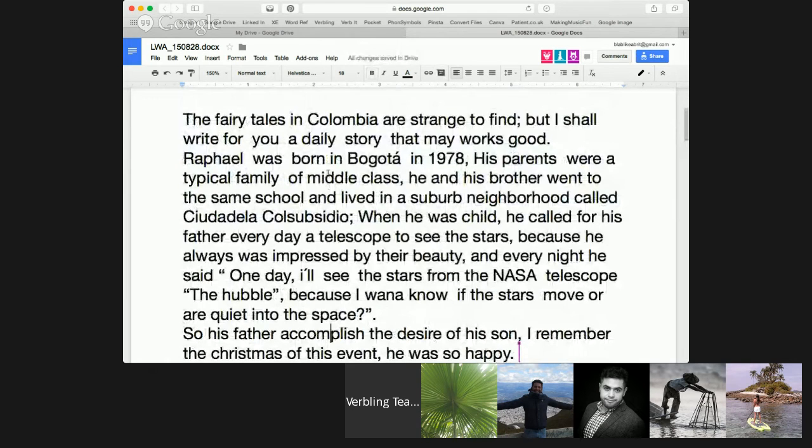Okay. The fairy tales in Colombia are strange to find, but I shall write for you a daily story that may work for good. Rafael was born in Bogota in 1998. His parents were a typical family of middle class. He and his brother went to the same school and lived in a suburban neighborhood called Ciudad City. When he was a child, he carried for his father every day a telescope to see the stars, because he always was impressed by their beauty. And every night he said, "One day I will see the stars from the NASA telescope, the Hubble, because I want to know if the stars move or are quiet in the space."